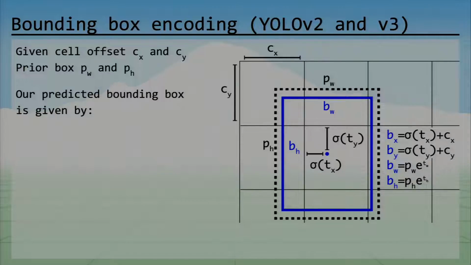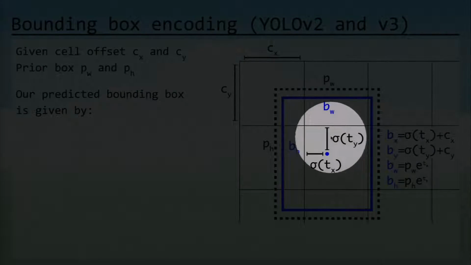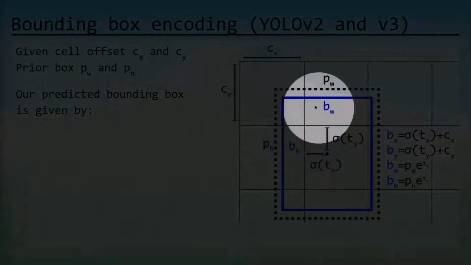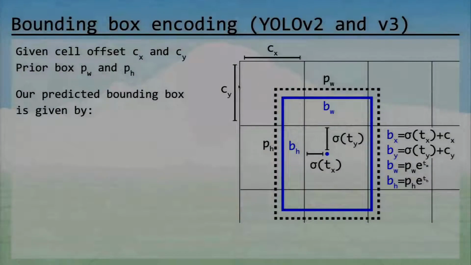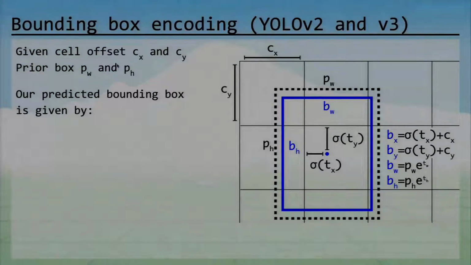So now we talked about how we're going to predict these offsets. How does this actually work? Imagine you're looking at a particular cell. In this case, we're going to predict a bounding box from this spatial location, or this pixel in the feature map. This cell is going to have some offset from the top left corner of the image, and we're going to say that offset is Cx and Cy. And we're going to predict offsets from our prior bounding box that we talked about, and our prior bounding box will have width and height, Pw and Ph.